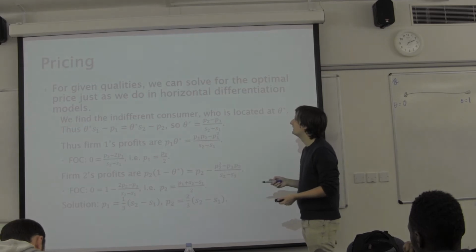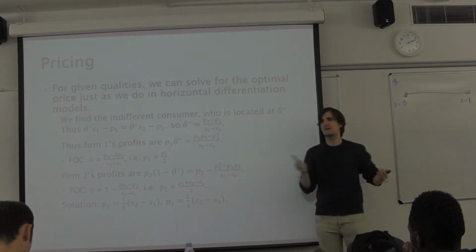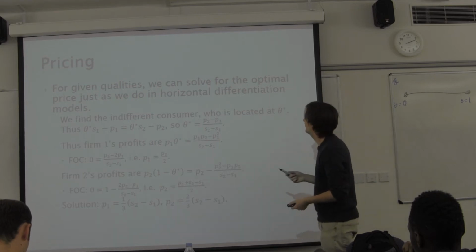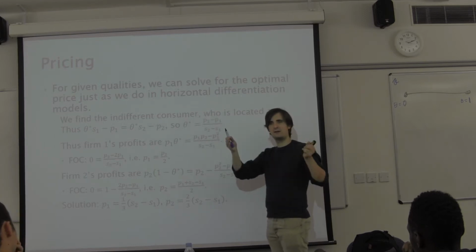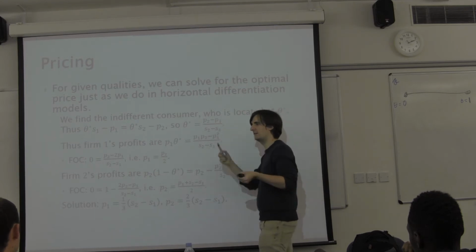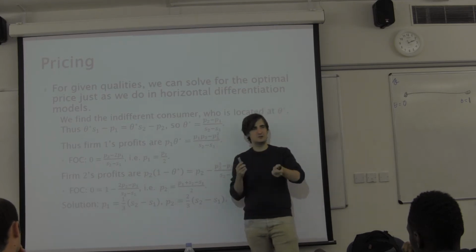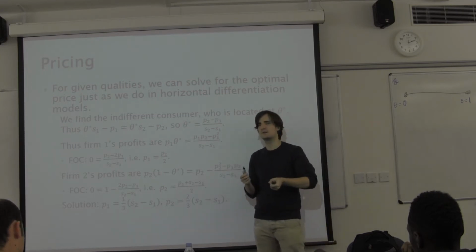So the way you solve this model is really just the same as the way you solve the standard horizontal differentiation model. Okay, so when we're solving these horizontal differentiation models, the first thing you do is find the indifferent consumer. And that's what you're going to do here as well. We're going to find the consumer who's just indifferent between buying from the high quality firm and buying from the low quality firm.